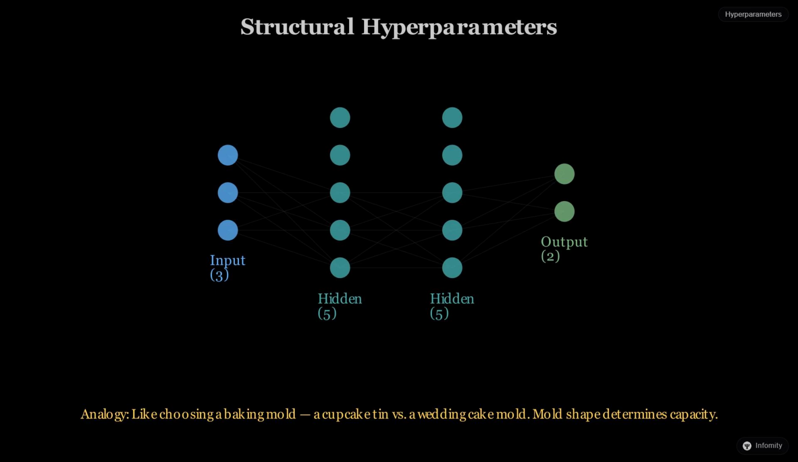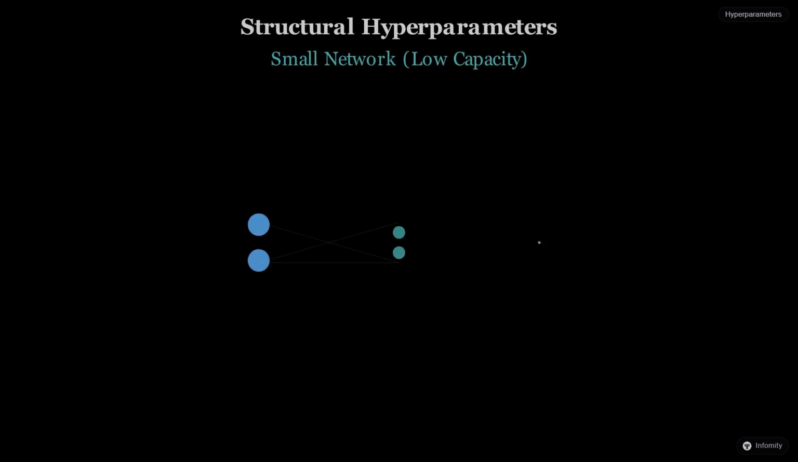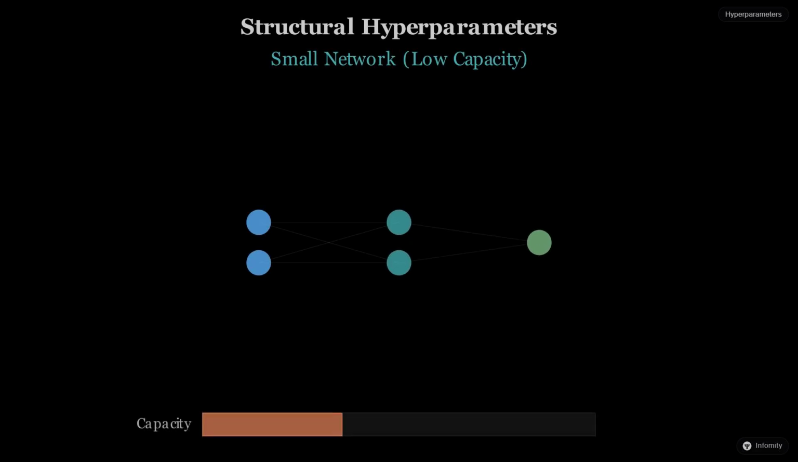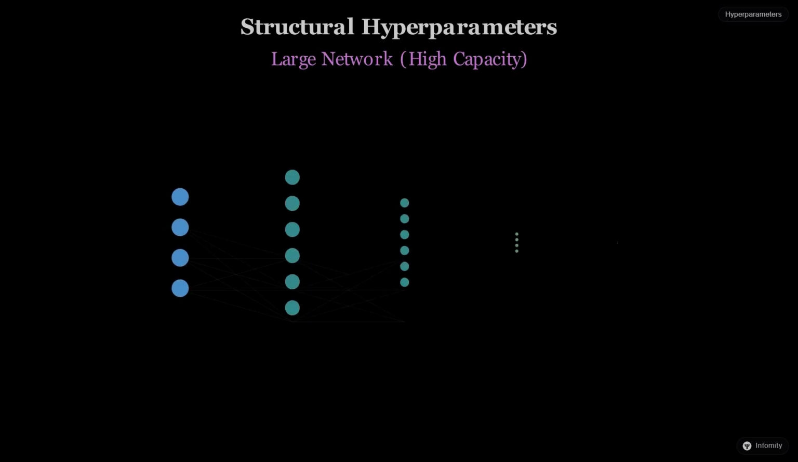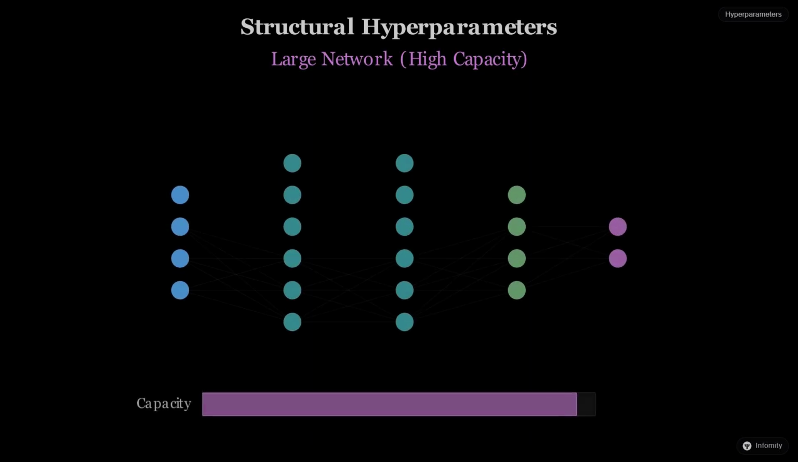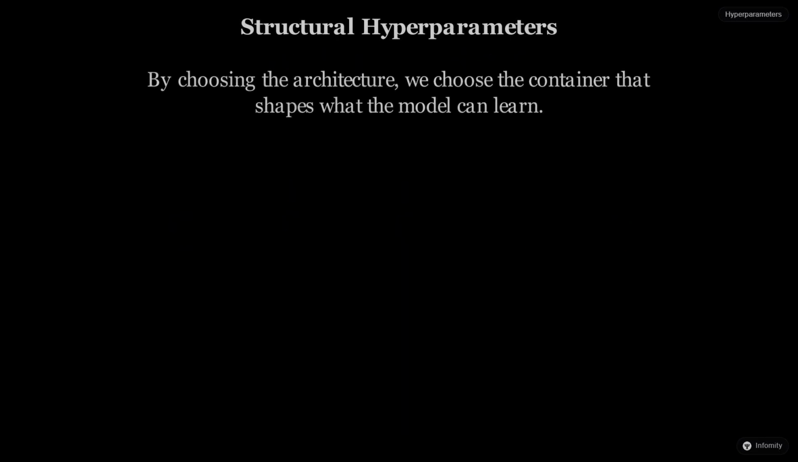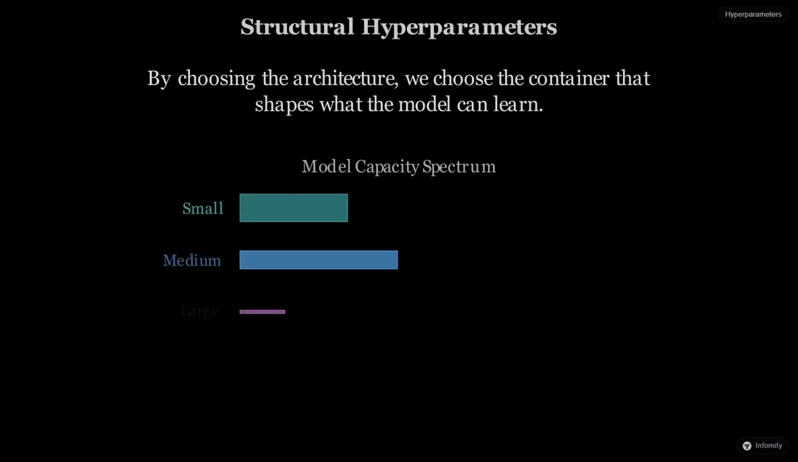A small cupcake tin can only hold a little batter and create simple shapes. A massive, multi-tiered wedding cake mold allows for incredible detail and complexity. By choosing the architecture, we are choosing the container that will hold all the knowledge our model acquires.